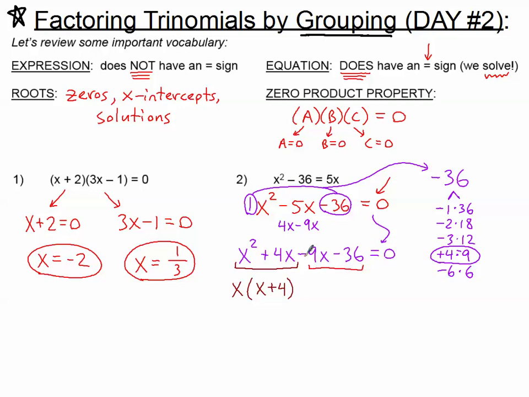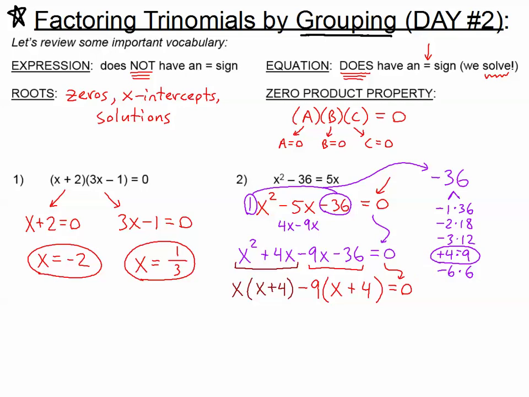And since the last two terms start with a negative, I'm going to be factoring out a negative. 9 and 36 share a 9, so I'm going to factor out a negative 9. Watch out when you're factoring out a negative because things change signs. Negative 9x divided by negative 9 is positive x. Negative 36 divided by negative 9 is positive 4. And we still have an equation.